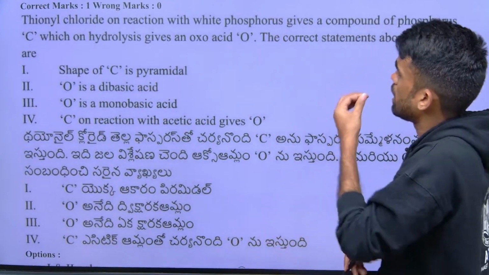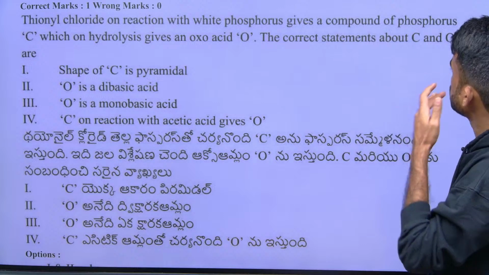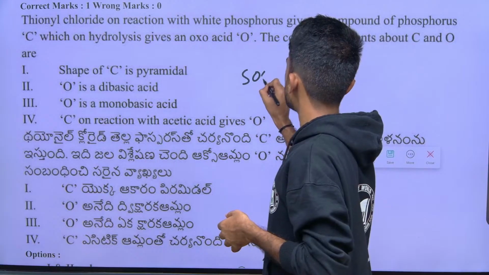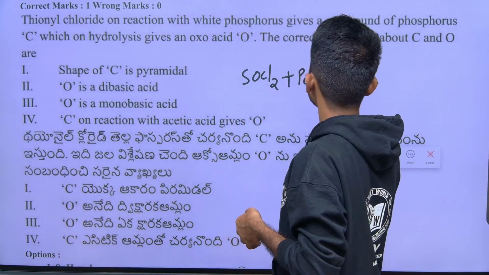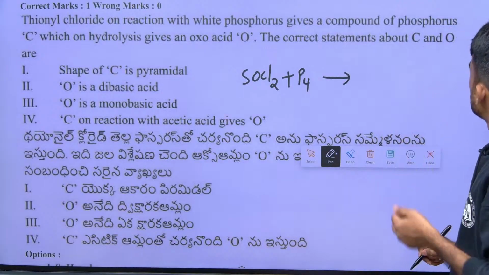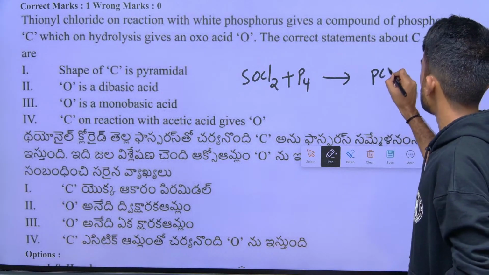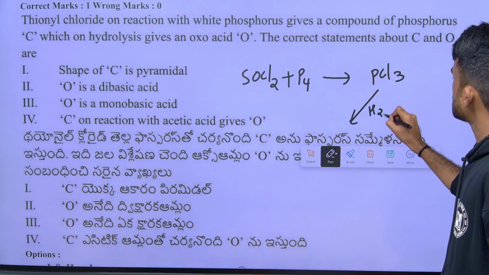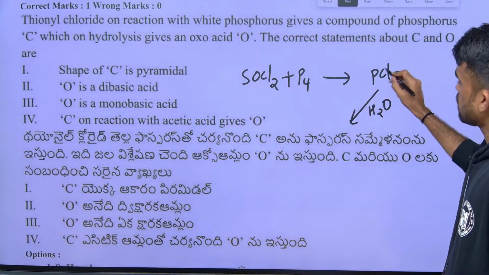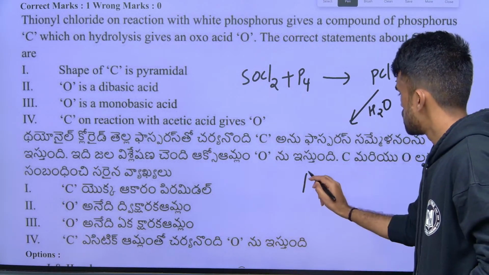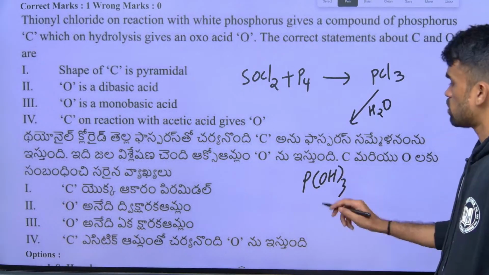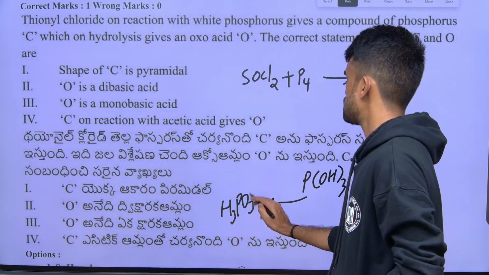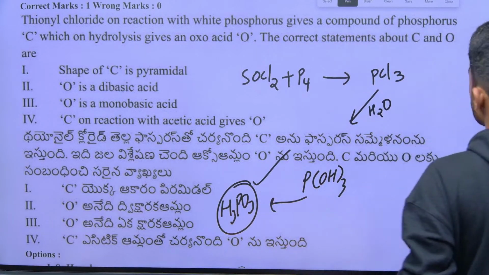Next, thionyl chloride on reaction with white phosphorus gives a compound of phosphorus. Let me write thionyl chloride SOCl2 reaction with P4. So we will be getting a compound of phosphorus, that is nothing but PCl3, which on hydrolysis gives an oxo acid. Just remove these 3 chlorines and replace with 3 OH minus, POH 3 times because 3 chlorines are removed now. So I can rearrange the formula as H3PO3.